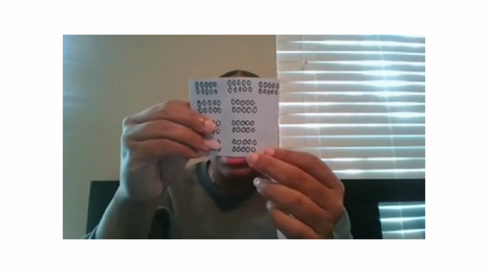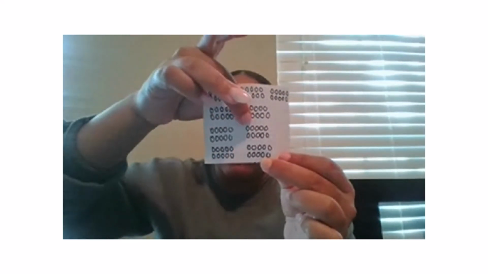Alright, so now let's count it. Ready, set, go. 10, 20, 30, 40, 50, 60, 70, 80, 90. 90 is the group as 9 tens. 9 tens means that you have 9 groups of 10. All right, you have 9 groups of 10.